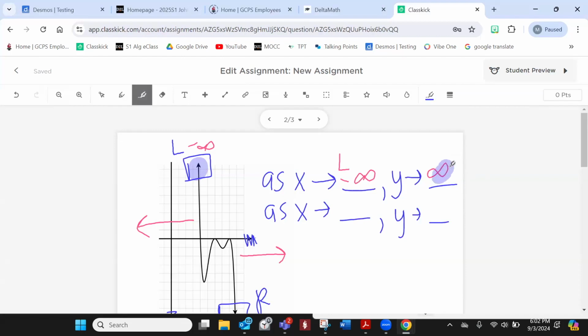Okay, because going negative infinity doesn't mean going up. Negative infinity means going down in this case. Right here, it means left side. So I'm going to go over that one more time. On the left side, negative infinity means left side. What is my graph doing? It's going up. So going up in this case means positive infinity.